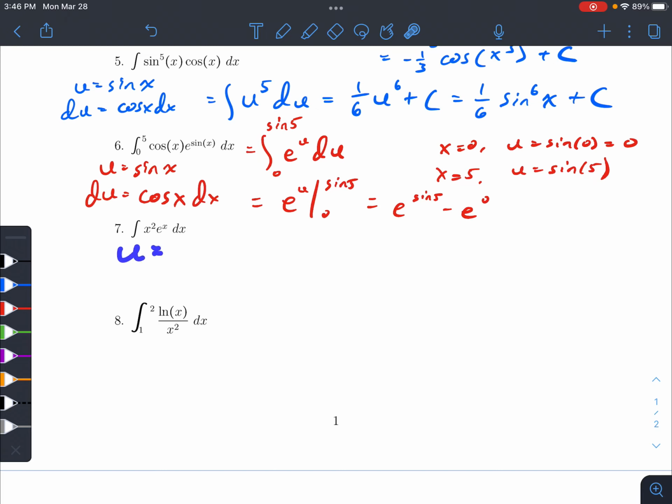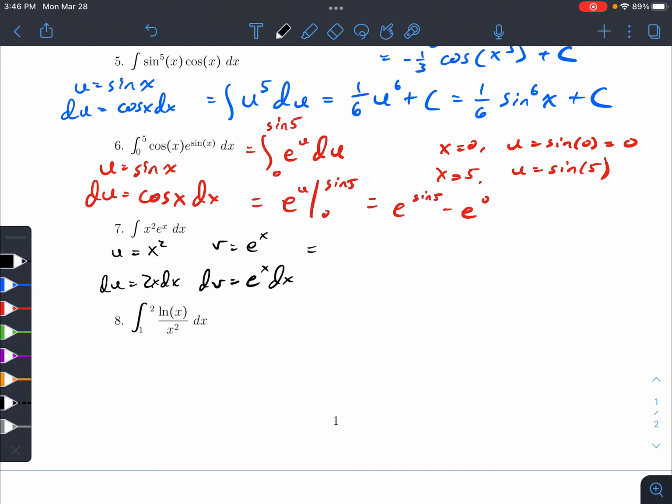Like if you made u be x squared or something like that, then 2x dx doesn't really show up anywhere in the problem. And there's not really any other good choices of u there. So we're going to do integration by parts. So we have to pick a u and a dv. I'm going to pick my u to be x squared and my dv to be e to the x dx. My du will be 2x dx, and my v will just be e to the x.